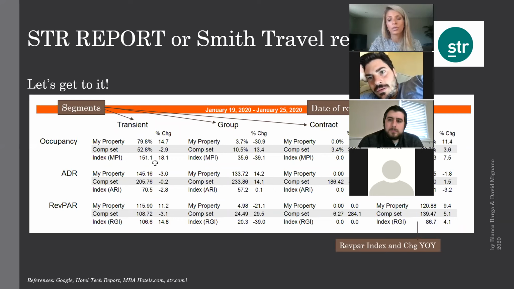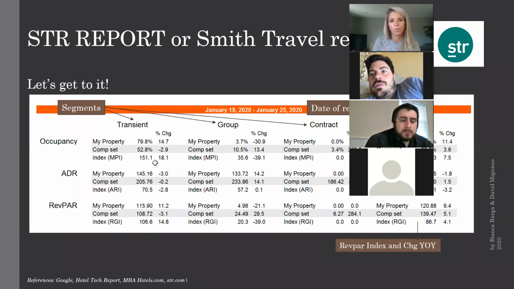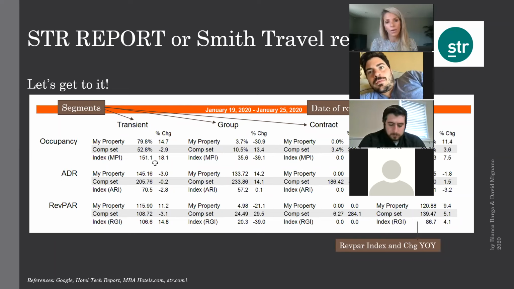Your competitive set grew 5.1%, meaning that you grew more than them year over year. And that's a really important number to see too. Let's say you're a new hotel or there was a big shakeup in the market, coronavirus, and next year you're going to be outperforming. So it's just a very important number to see.